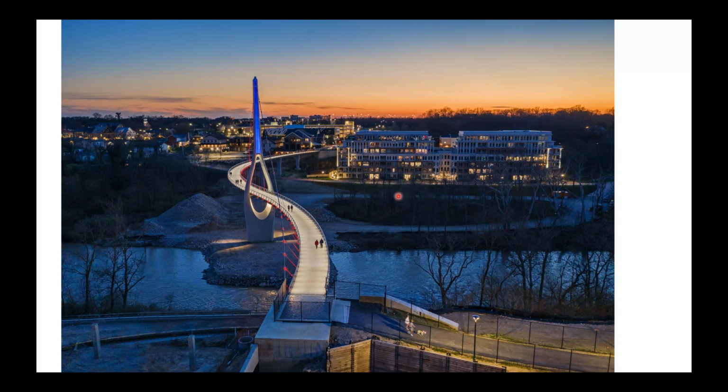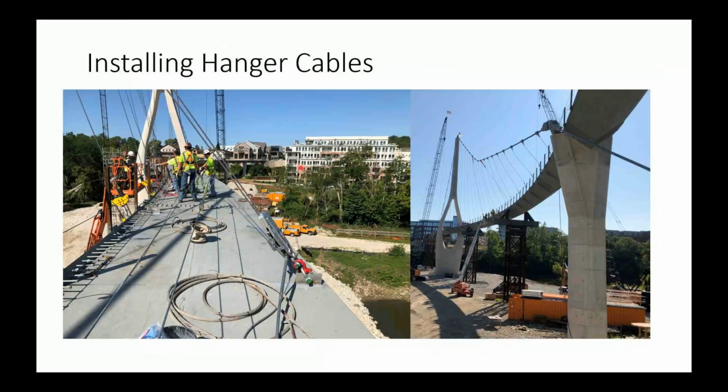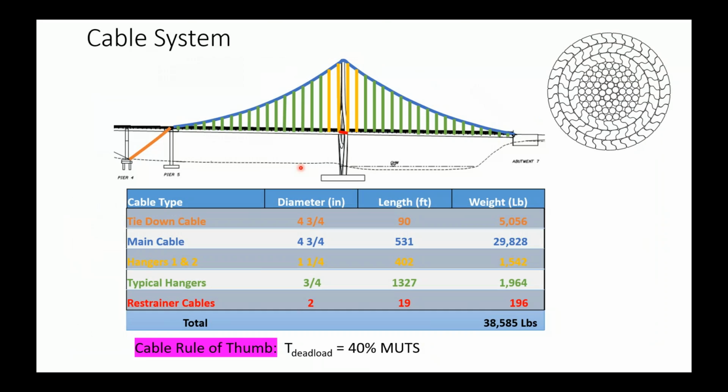Here's another question. It says, why did the tie-down cables go from one side to the other side? Let me go back to that image so I can find it. So this is the location of that tie-down cable, and I think it's asking why it goes from, you can't tell here, but in plan view it goes from the left side of the deck, crosses under the deck to the right side. And the primary reason for that is, let me go to a plan view of the bridge.